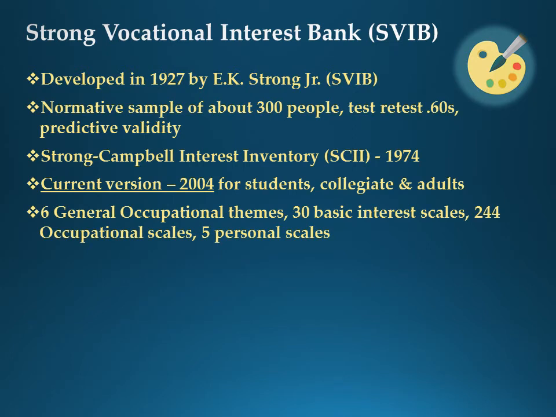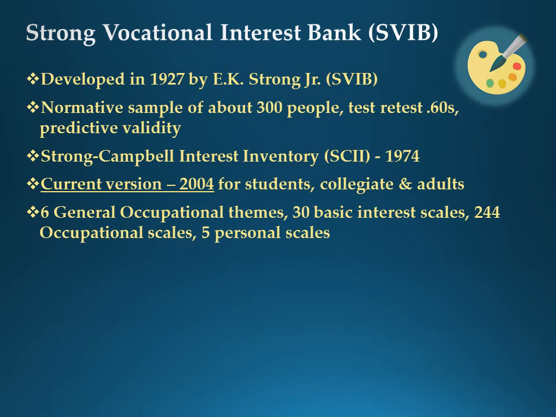The first section is general occupational themes, and there are 6 under general occupational themes. Here it would look at describing your interests, work activities, potential skills, and personal values in 6 broad areas, which are realistic, investigative, artistic, social, enterprising, and conventional. So these are the 6 occupational themes that we're looking at.